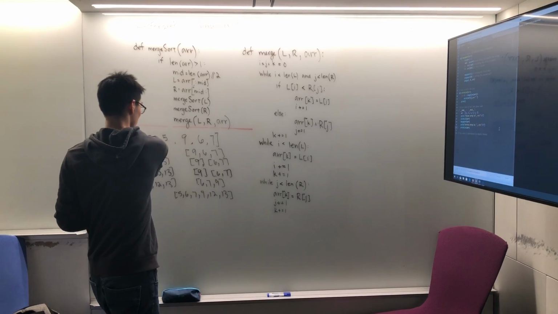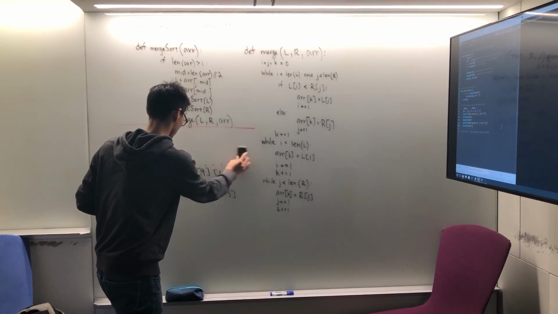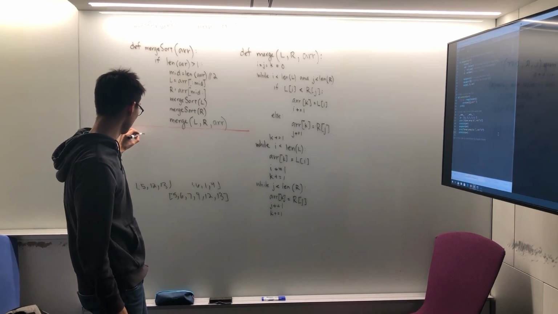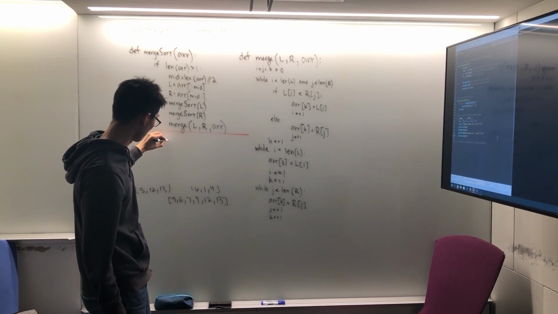So let's look at two potential things that we might merge. 5, 12, 13.